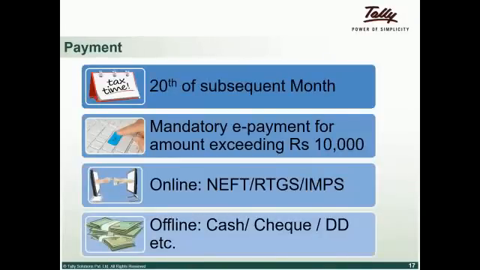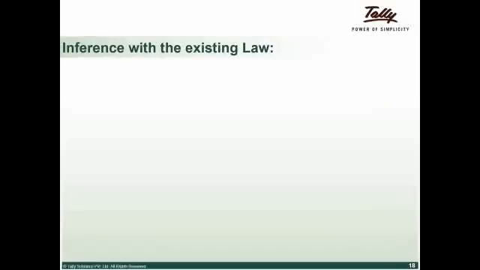Now coming to the payment part. The payments have to be made by the 20th of the subsequent month, and all tax amounts exceeding 10,000 rupees need to be mandatorily paid through e-payment, which is the online mode where you can do NEFT, RTGS, IMPS and those kinds of things. Less than that, you can pay offline by cash, cheque or DD, where the challan is made available. You just need to download the challan, print it, and then go and pay it at the bank.